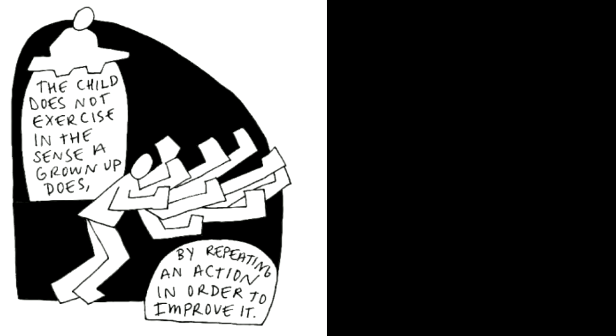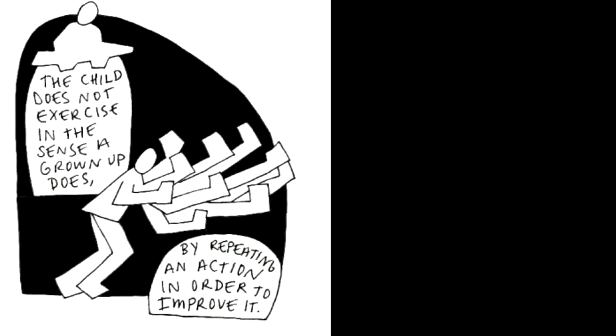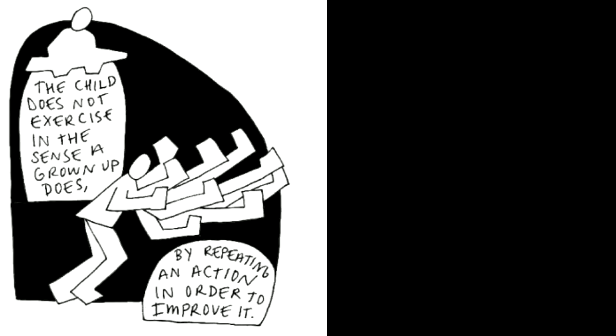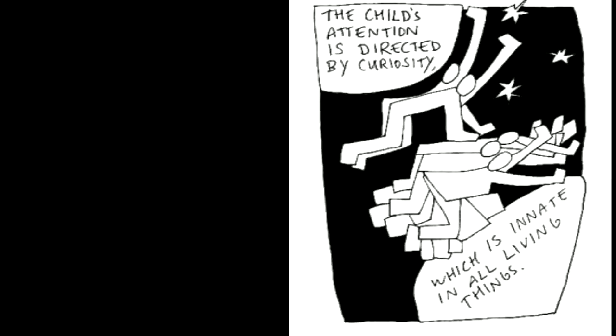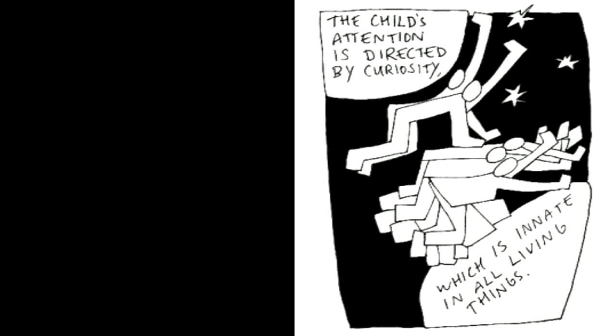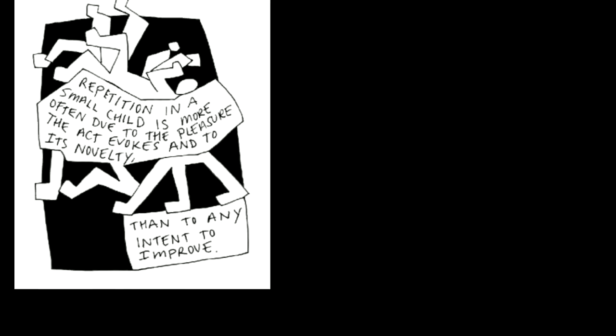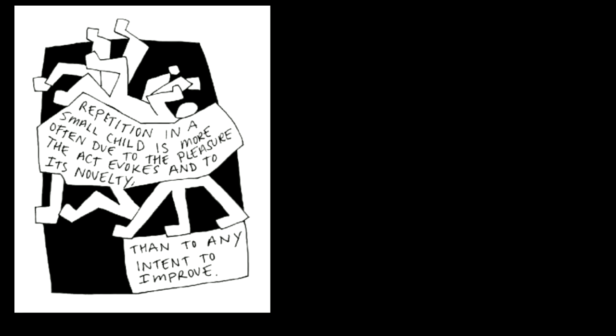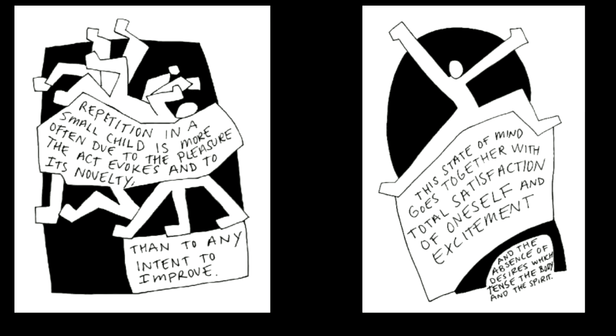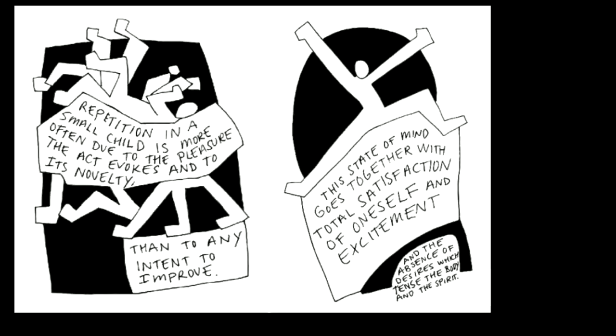The child does not exercise in the sense a grown-up does by repeating an action in order to improve it. The child's attention is directed by curiosity, which is innate in all living things. Repetition in a small child is more often due to the pleasure the act evokes and to its novelty than to any intent to improve.